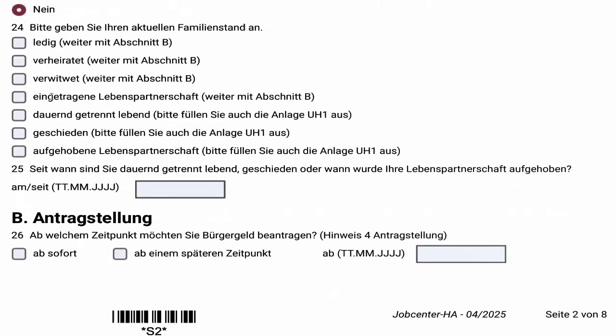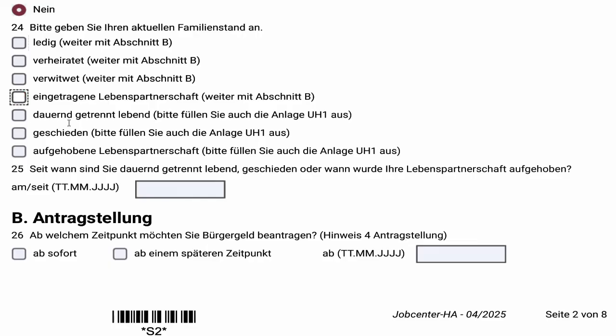If you're single, you mark here and continue with part B. If you're married, you mark here and continue with part B. If you're widowed, you mark here and continue with part B. If you're in a registered civil partnership, you mark here and continue with part B.